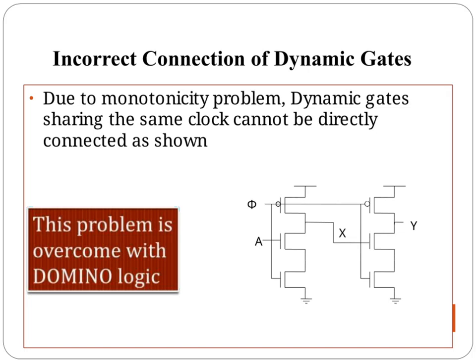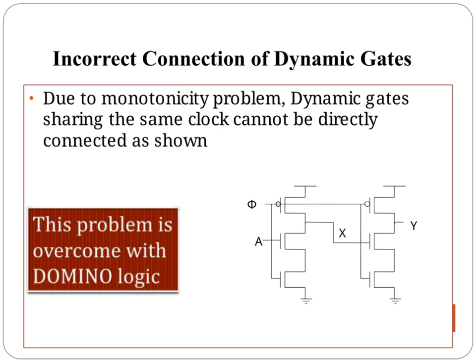Here, we're looking at the issue of incorrectly connecting dynamic gates that share the same clock signal. The key problem arises from what's known as the monotonicity problem. Essentially, when two dynamic gates are connected directly while using the same clock, it can cause timing and signal integrity issues. This happens because the output node might not maintain a stable voltage level during certain clock phases, which can lead to incorrect logic values being propagated. So, it's crucial to avoid these direct connections to ensure that the circuit functions reliably.